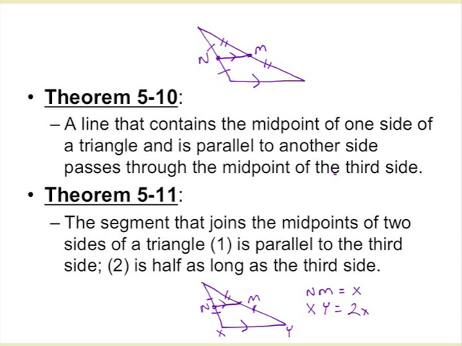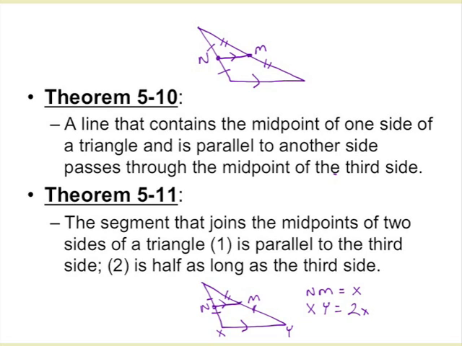So if NM is X, then XY would be twice that big. We could call that little segment a median segment, and it will be equal to half the length of the side that it is opposite of. Wait, NM is equal to X?